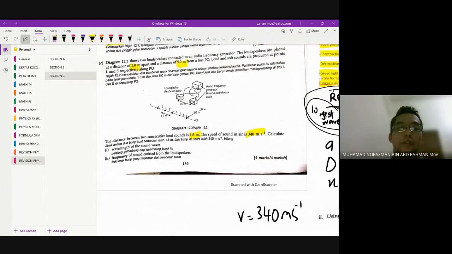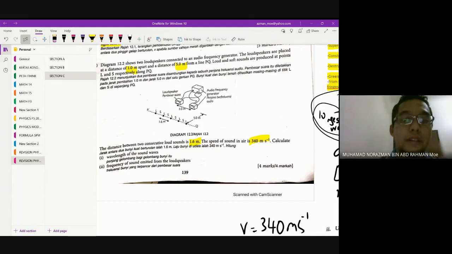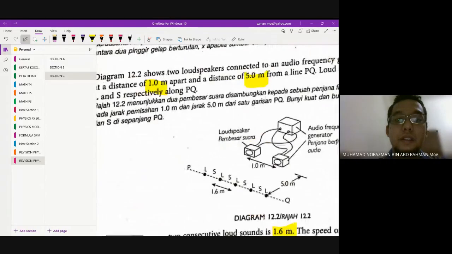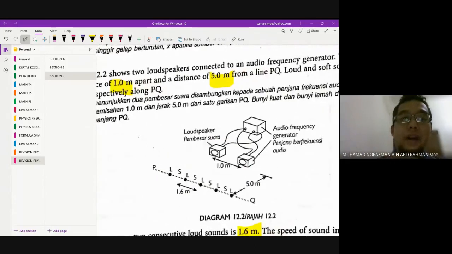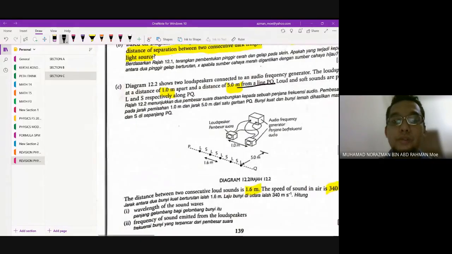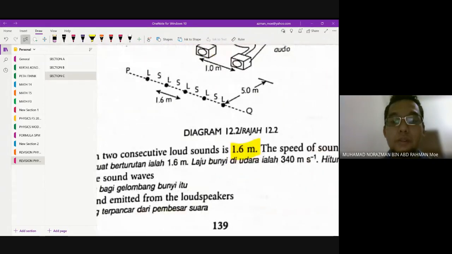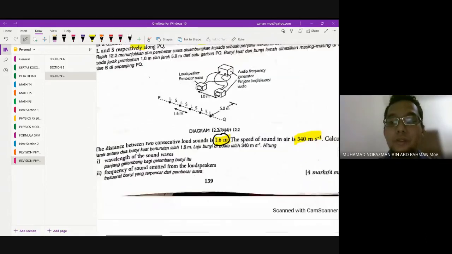Calculation question, question C. Diagram 12.2 shows two loudspeakers. The loudspeakers are placed at a distance of 1 meter apart and at a distance of 5 meters from a line PQ. Loud and soft sounds are produced. The distance between two consecutive loud sounds is 1.6. The speed of sound is 340 meters per second.